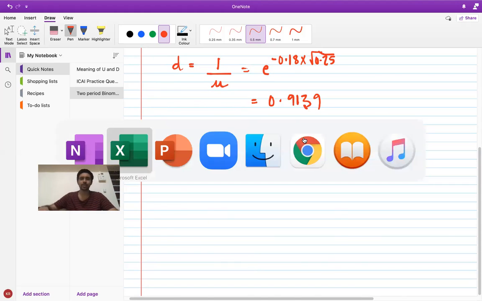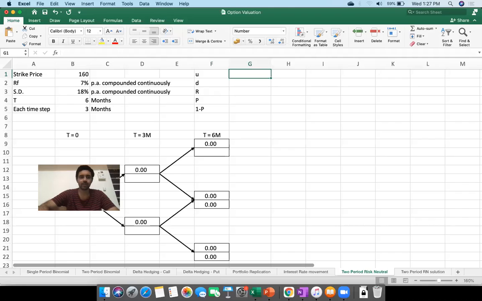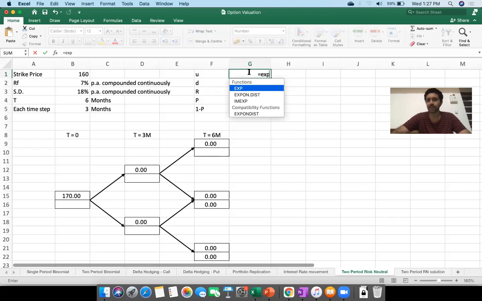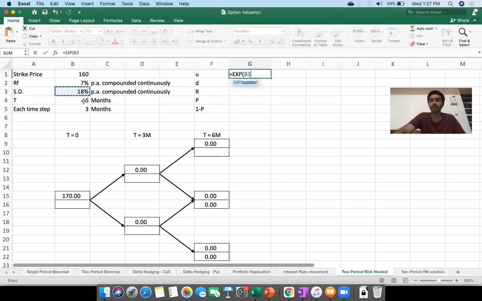Let us quickly do that in Excel as well. It will be a good value addition, trust me on that. So u is equal to, the formula for finding e power something in Excel is exp, which is exponential, and in brackets you write the number. The number for us was 18%. I don't have to write 18 and percentage again. It's already 18%, which means 0.18, into square root of, and square root is calculated using sqrt.